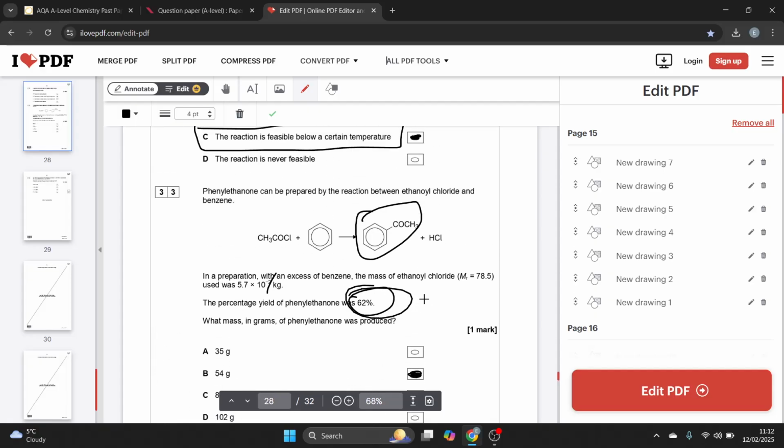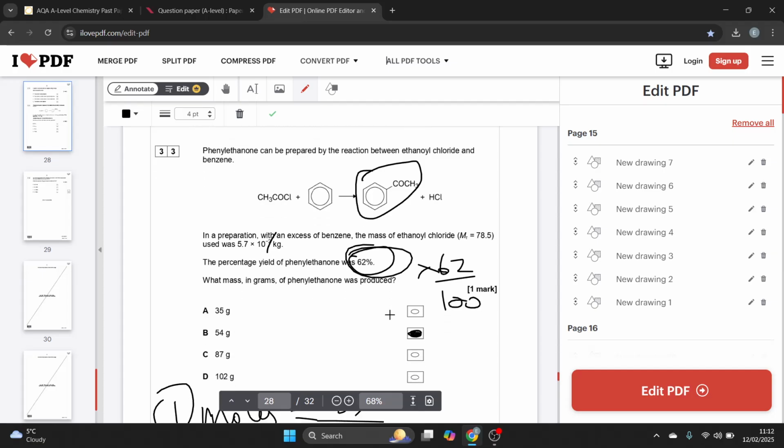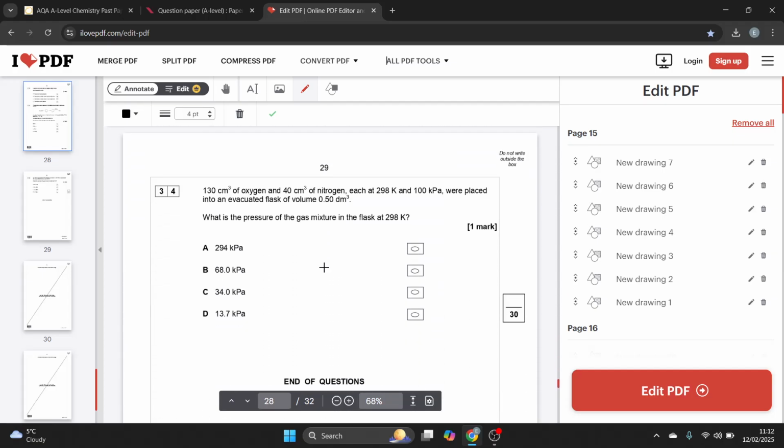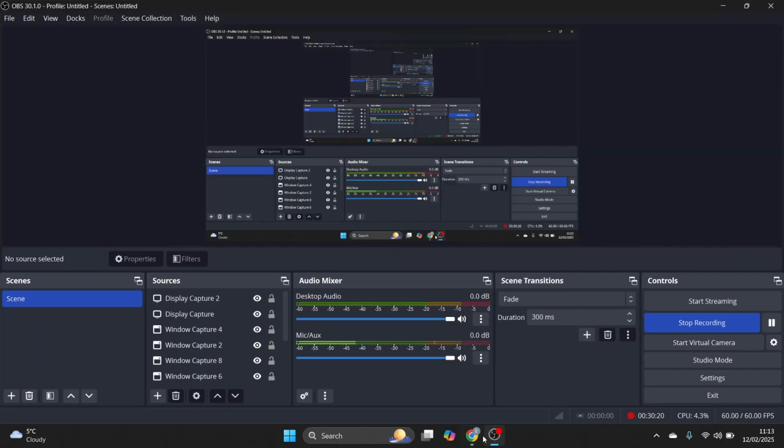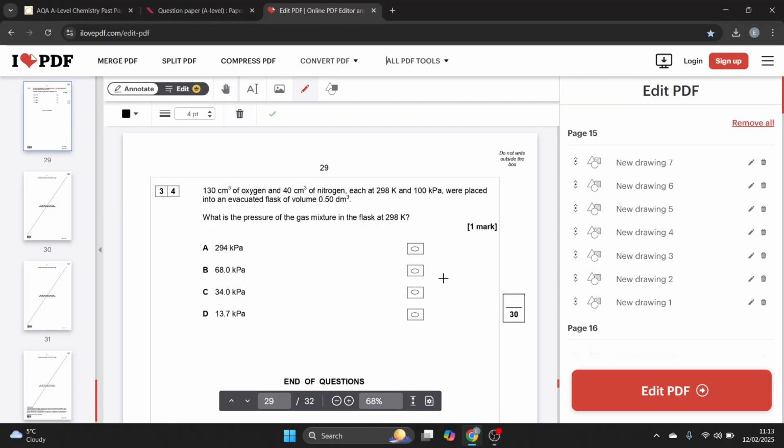Because the percentage yield was that, I'm going to multiply my answer by 62 over 100, and I get 54 grams. Question 34: what is the pressure at 298 Kelvin? 130 centimeters cubed of oxygen and 40 centimeters cubed of nitrogen, each at 298 Kelvin and 100 kilopascals, were placed into an evacuated flask of volume of that. What is the pressure in the flask at 298 Kelvin?